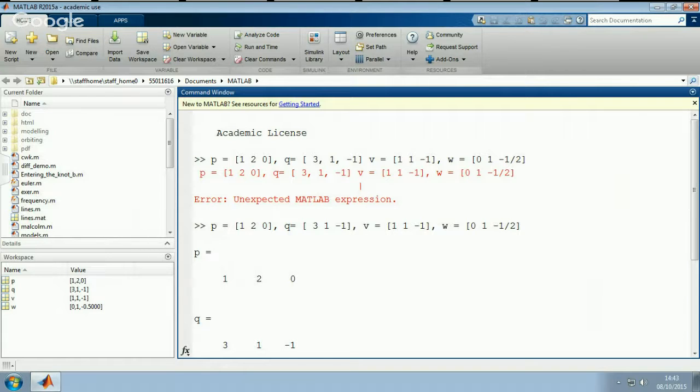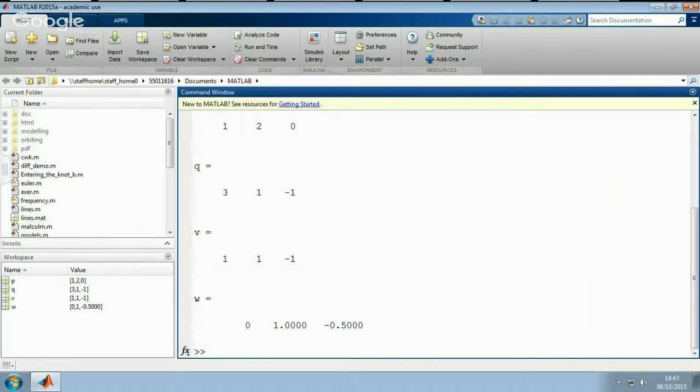I did say last week, for anybody who wants to bring laptops along, they sometimes come in useful. And certainly for doing calculations like these, we can use MATLAB very efficiently. So we can quickly input the vectors: P and Q, the two fixed points, and V and W, the two direction vectors, into MATLAB. Then we can just set up the first of those equations.